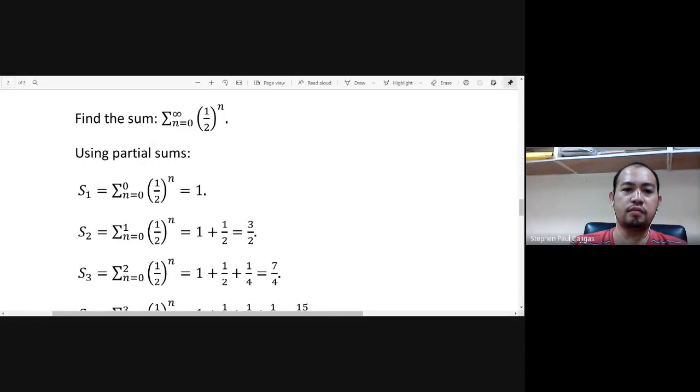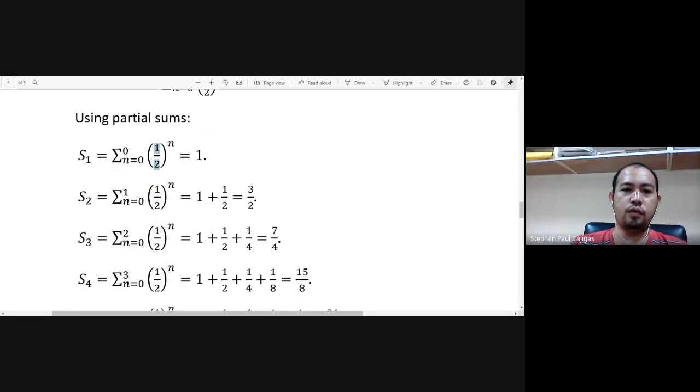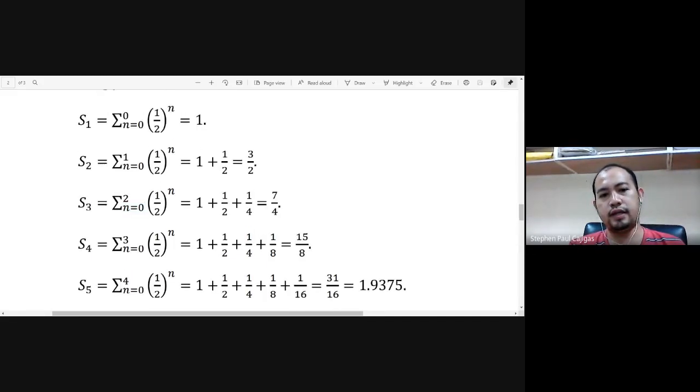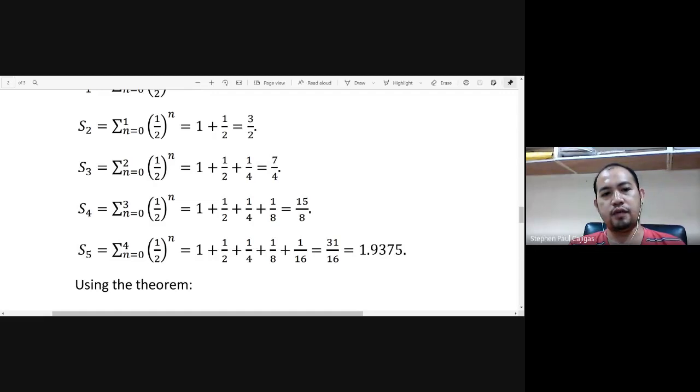Okay. So if we have partial sums, the first partial sum is of course 1/2 raised to 0, and any number raised to 0 is equal to 1. Then 1/2 to the power 1, so the summation of (1/2)^n with n from 0 to 1 is 1 plus 1/2, that's 3/2. If n is from 0 to 2, that's 1 plus 1/2 plus 1/4, which is equal to 7/4. If n is from 0 to 3, then that's 1 plus 1/2 plus 1/4 plus 1/8, which is 15/8. And if n is from 0 to 4, that is equal to 31/16, which is actually equal to 1.9375.